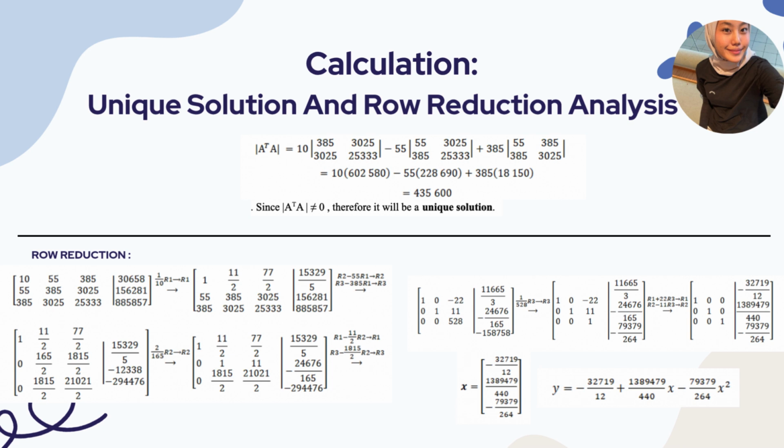From the calculation, we obtain the final quadratic equation: y equals negative 32719 over 12, plus 1389479 over 440 x, minus 79379 over 264 x squared. So this equation represents the best fit quadratic curve for the pandemic trend data. Although the curve may not pass through every data point exactly, it gives the closest overall approximation to the actual data.